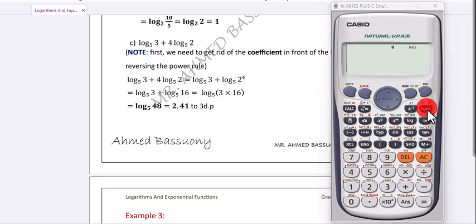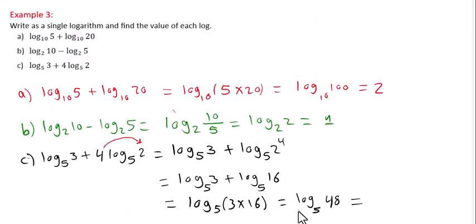Okay, can you see it? This one. Okay, so here log, and let's write down the base. The base is 5, and then the argument is 48. So it will be approximately equal to 2.405, which is equal to 2.41 approximately. So the value of log to base 5 of 48 simply equals 2.41.